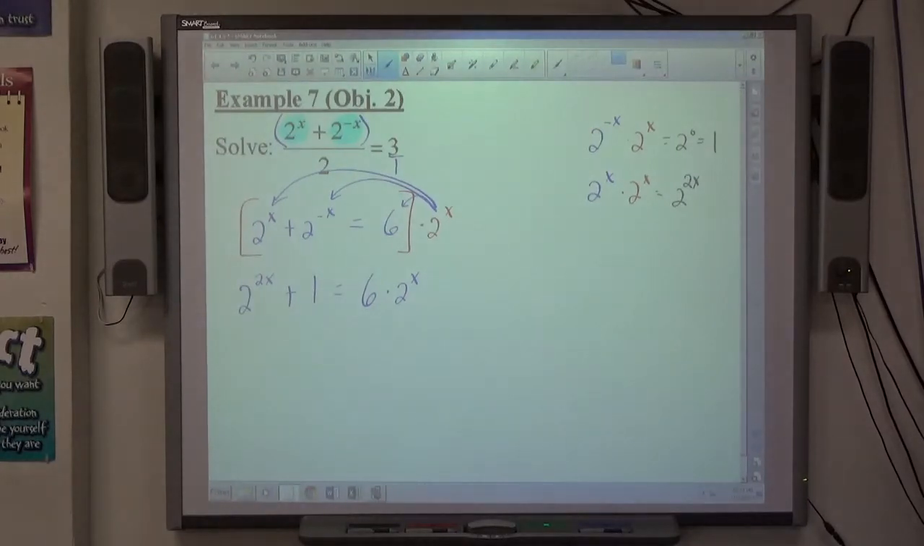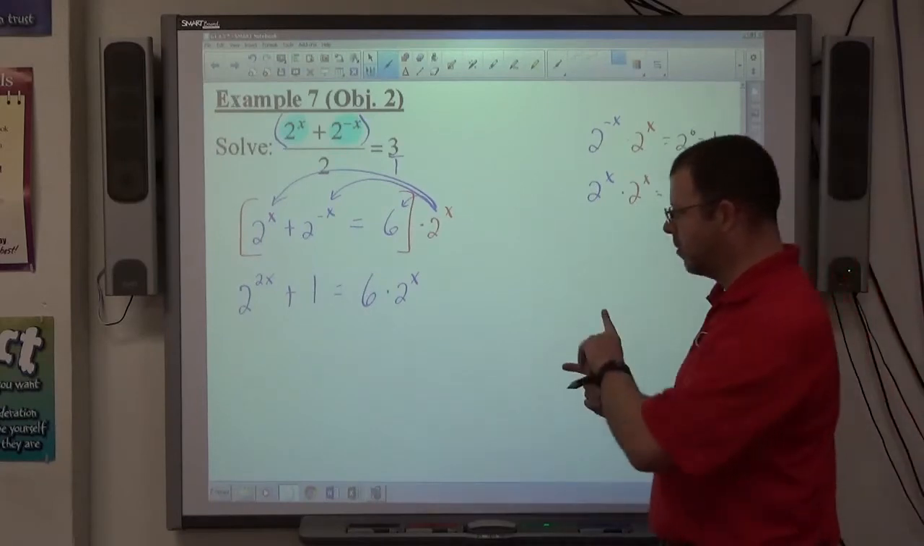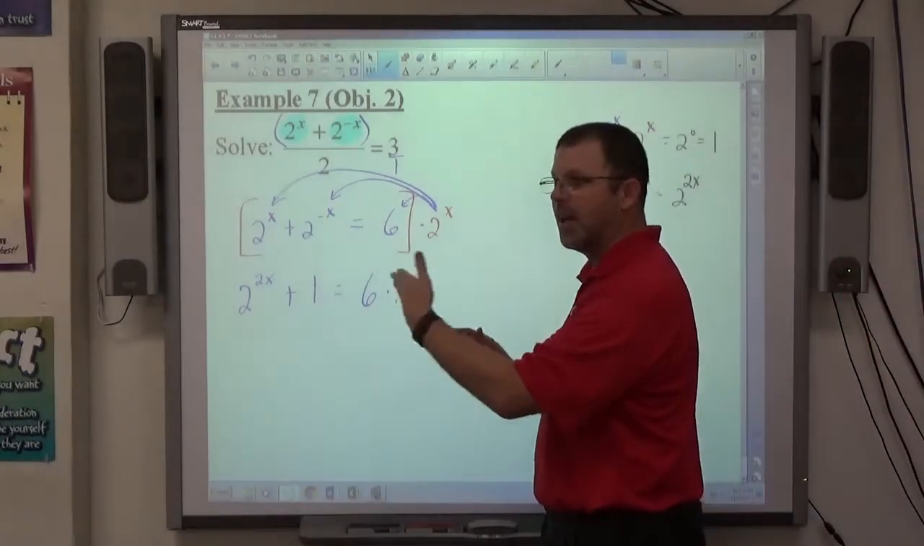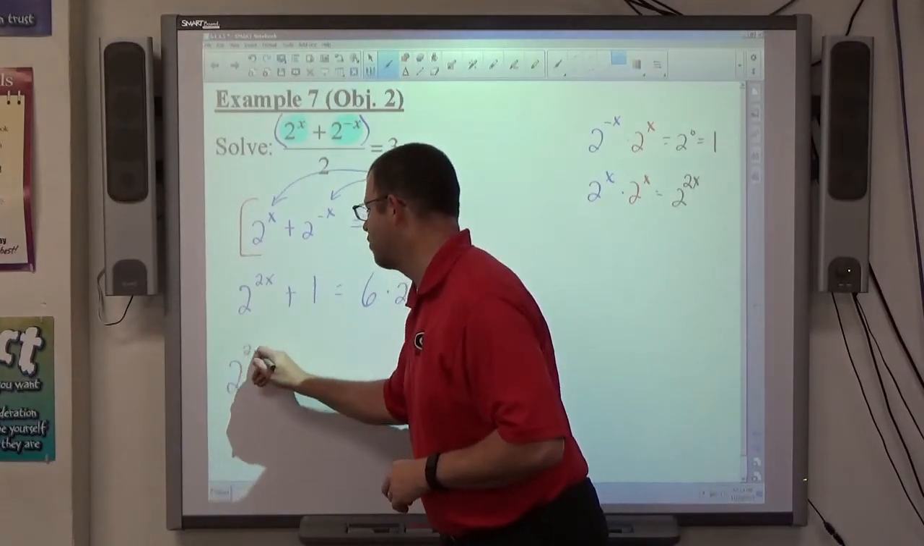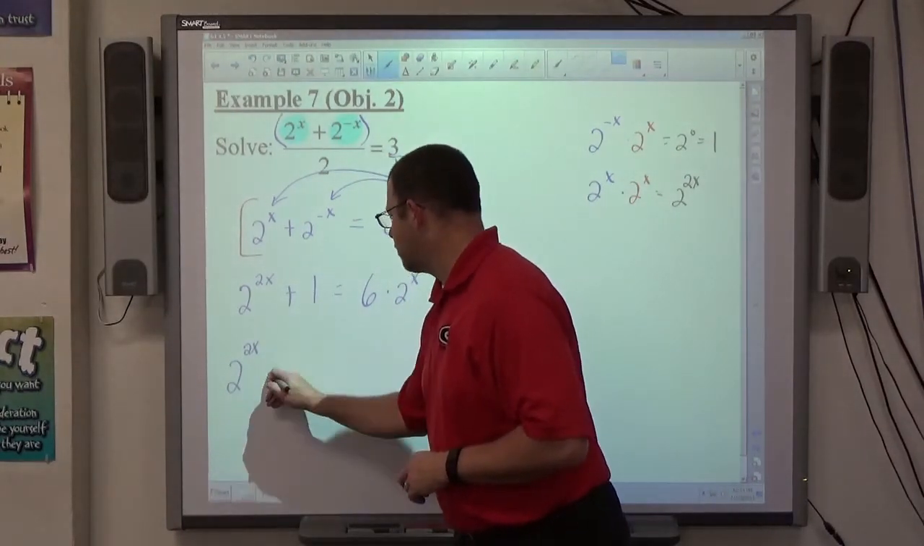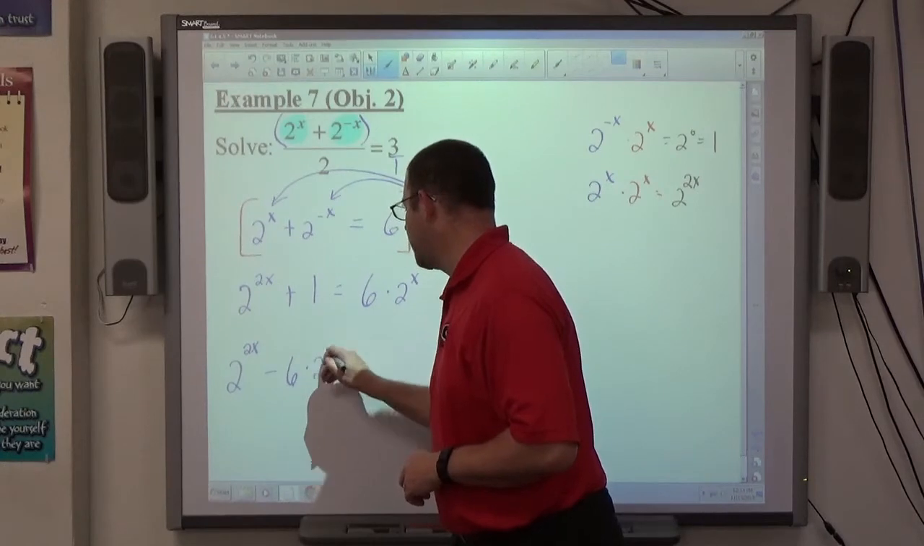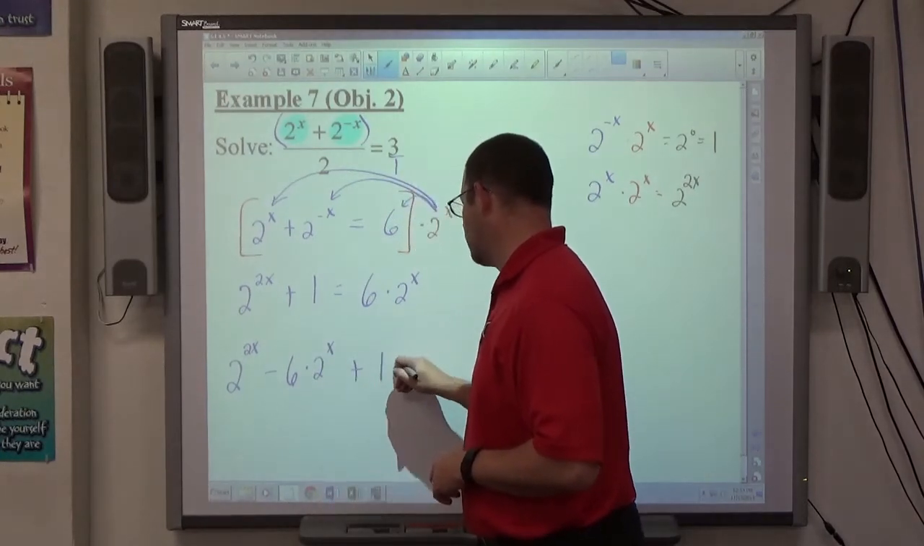Okay. Now the last thing I want to do to make this problem workable is this. I'm going to move the 6 times 2 to the x power over to the left, and I want some descending order happening here. Descending order takes the highest power structure, 2 to the 2x, subtract 6 times 2 to the 1x, and add the constant 1 equals 0.